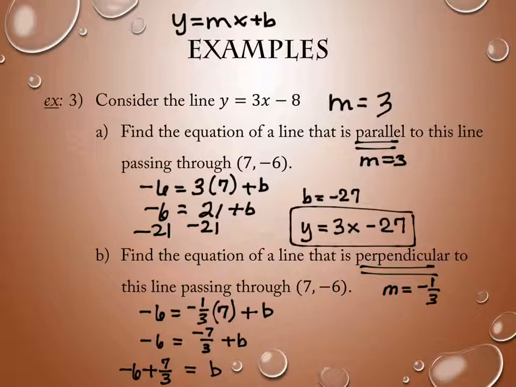If we're going to add fractions, they have to have what? Yep, they got to get a common denominator. So if I take a look at negative 6, it's really negative 6 over 1, right? And I can multiply the numerator and denominator by 3. So I can actually have negative 18 plus my 7 over 3 to equal b. So my b value is what? What's negative 18 plus 7? It's negative 11 over 3, right?